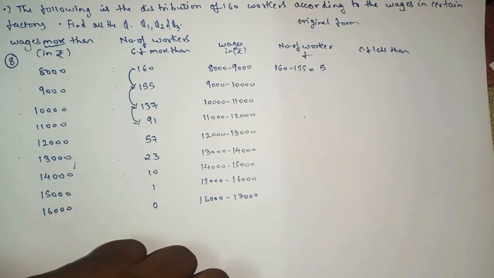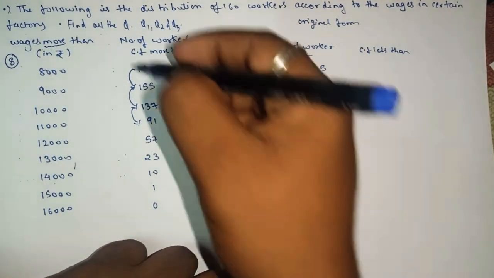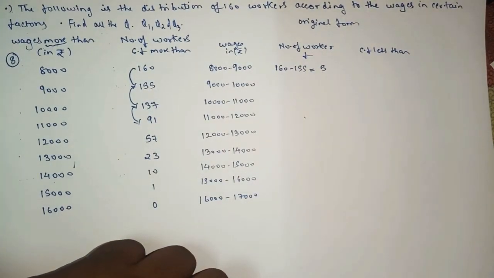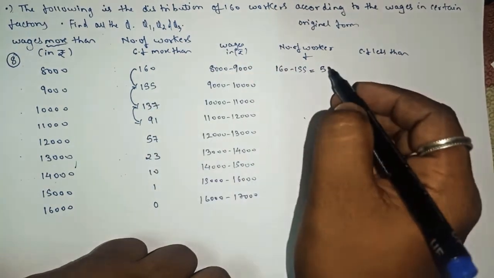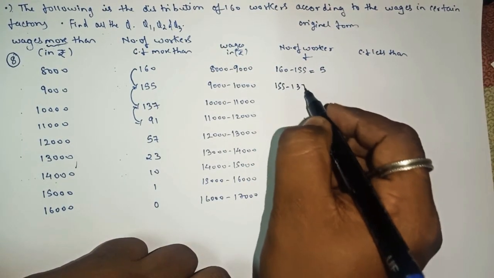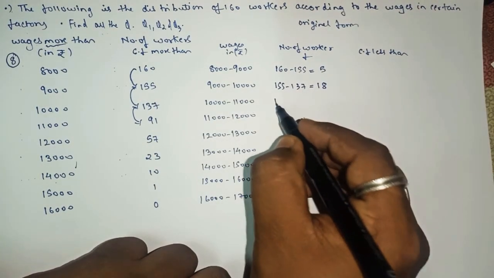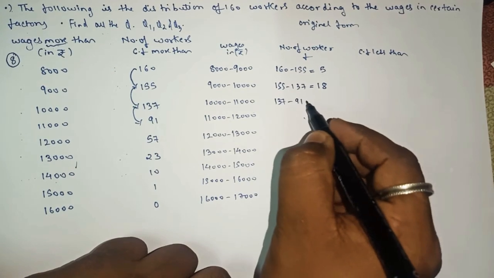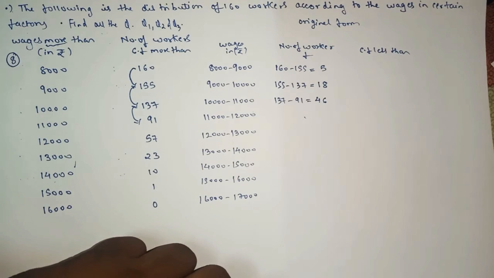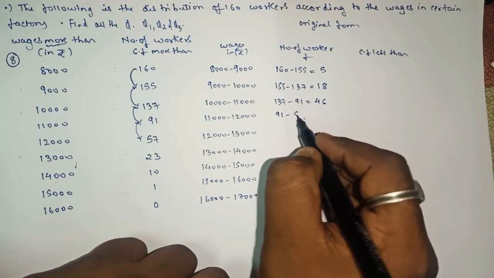Okay, whenever we have the cumulative frequency, how to find the frequency? Just simply go on subtracting these numbers. So 160 minus 155, 5. Next, 155 minus 137, that is 18. Then 137 minus 91, 46. Then after that, 91 minus 57.